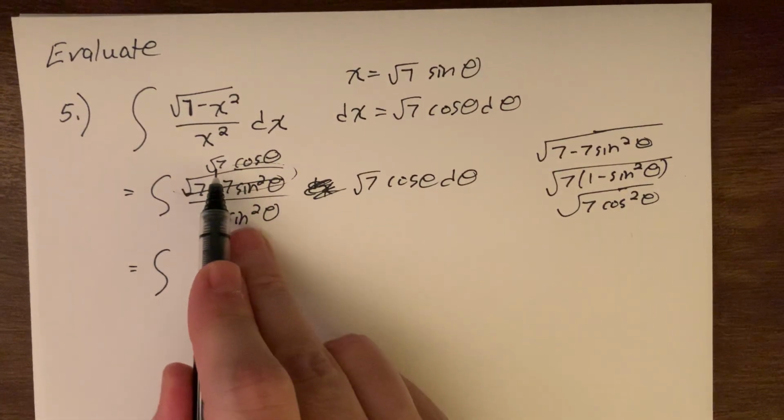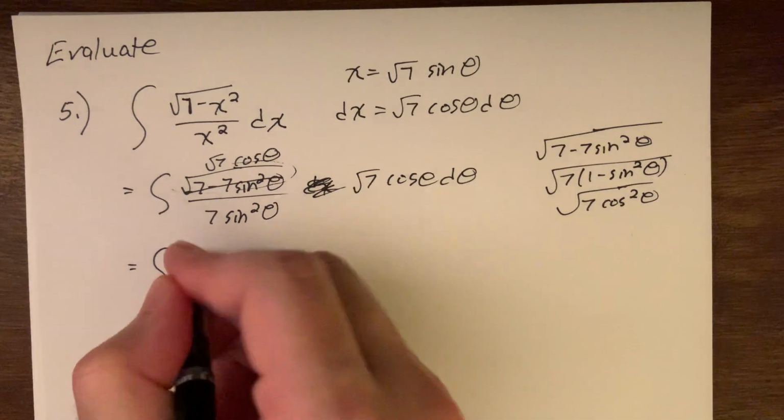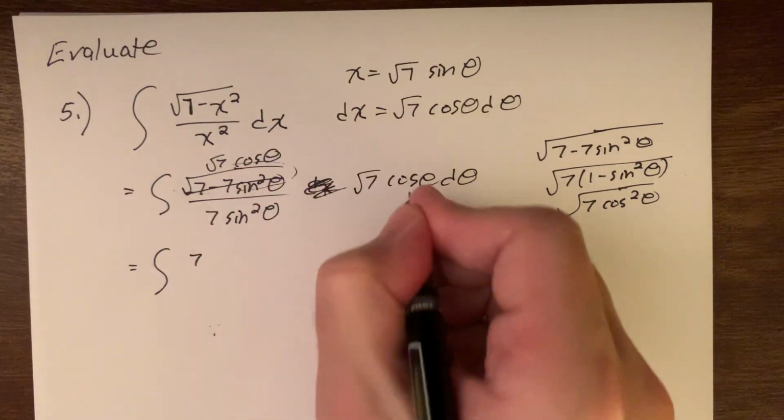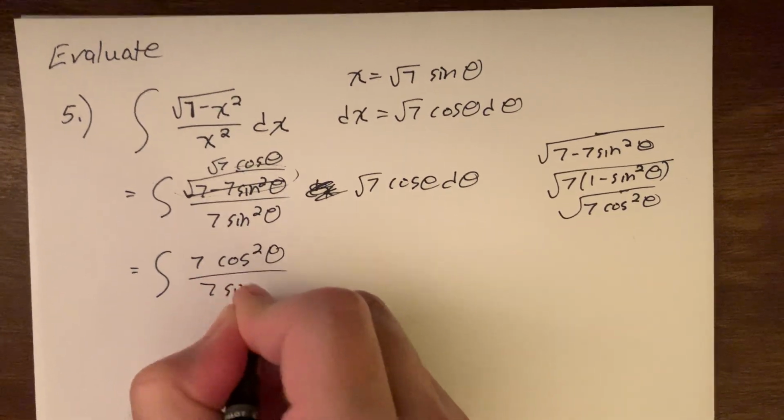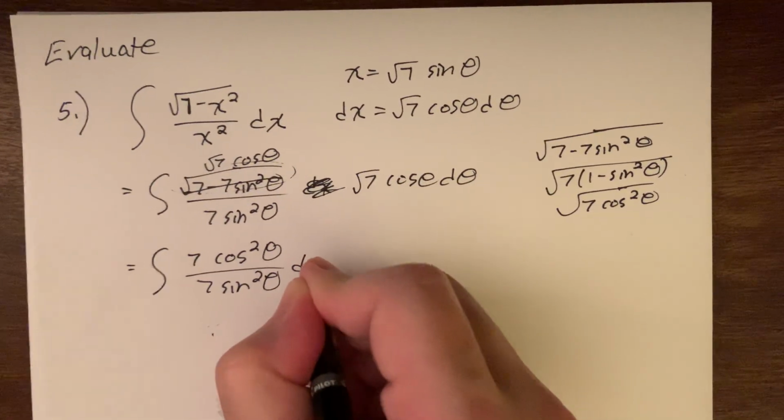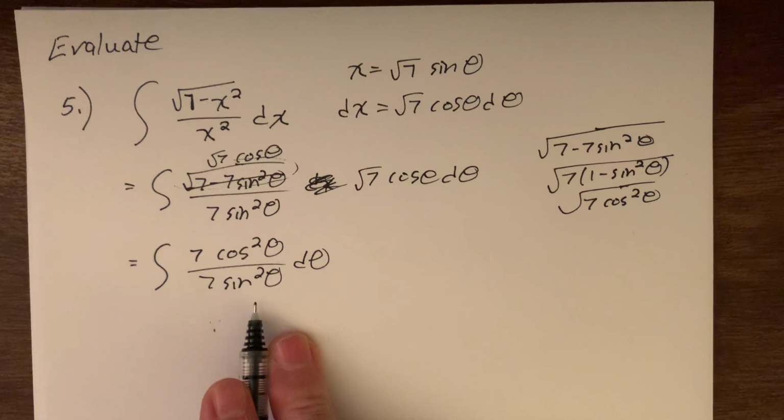So, the square root of 7 times the square root of 7 is 7. Cosine times cosine, cosine squared, over 7 sine squared.